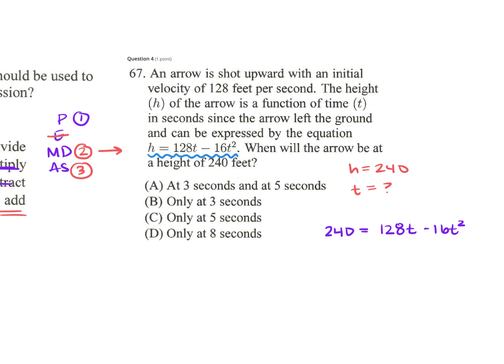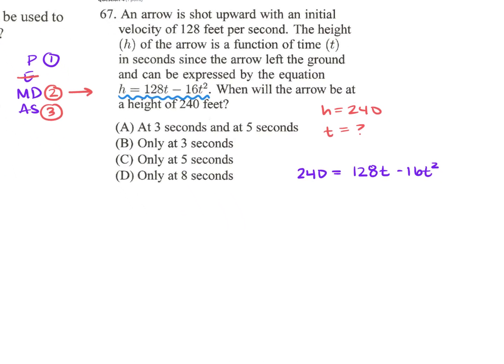Now this is a quadratic, and I know that to solve quadratics, I need to set this equation equal to 0. So I'm going to move everything to the left. So I'm going to subtract 128t, and I'm going to add 16t squared, and I get this. 16t squared minus 128t plus 240 is equal to 0.